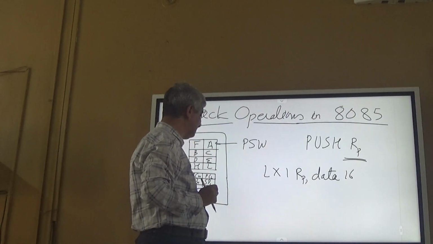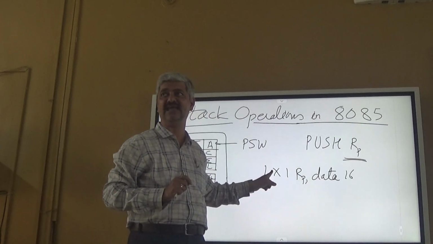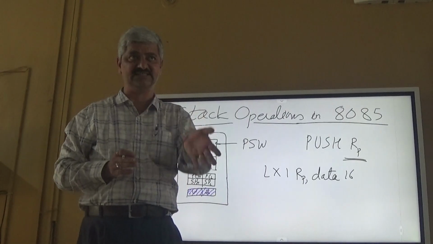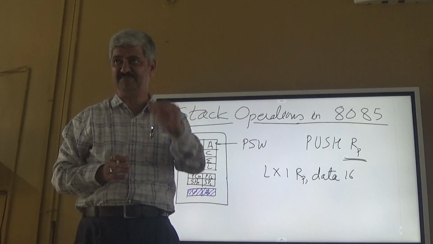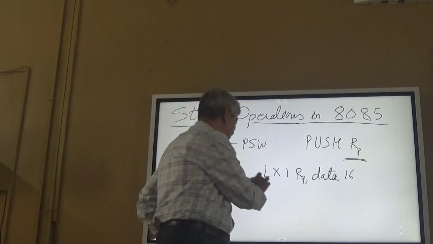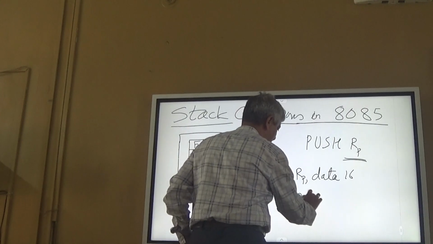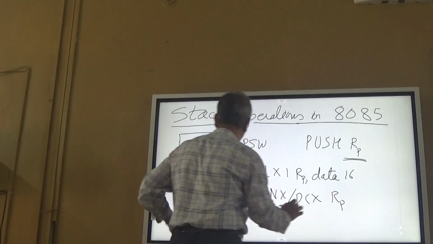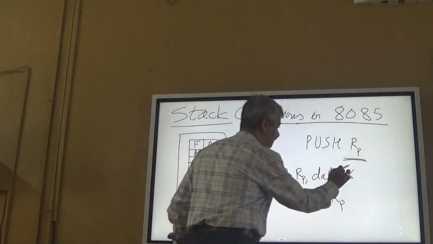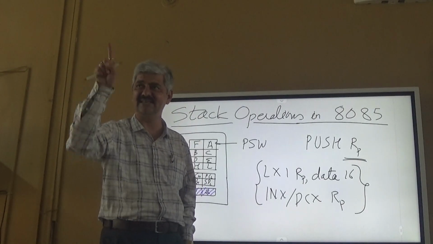BC, DE, HL, SP. So the LXI SP instruction: LXI register pair, data 16, loads the register pair immediately. What register pairs come in it? BC, DE, HL, SP. Similarly, INX and DCX with a register pair also take BC, DE, HL, SP. So for this group of instructions, register pair means BC, DE, HL, SP.